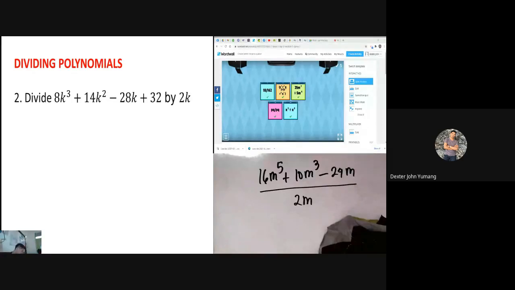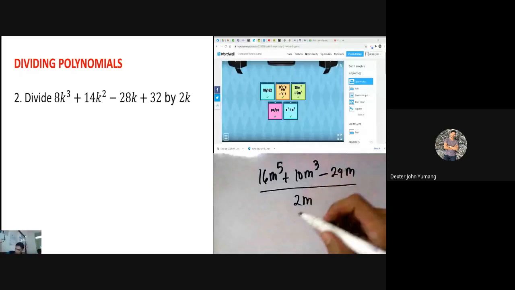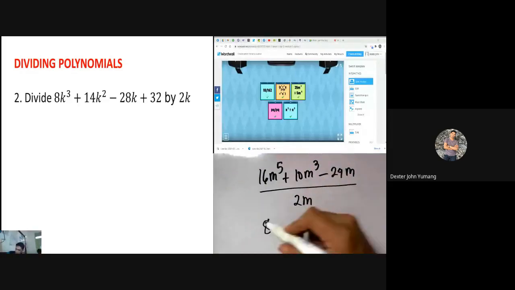Okay, let's reveal. Wala na ba? Wala na bang daragdag? Angel, the same answer. Let's check this one. We have 16 divided by 2, that is 8, of course. M squared, m raised to the power of 1. So magiging 5 minus 1, magiging 4.